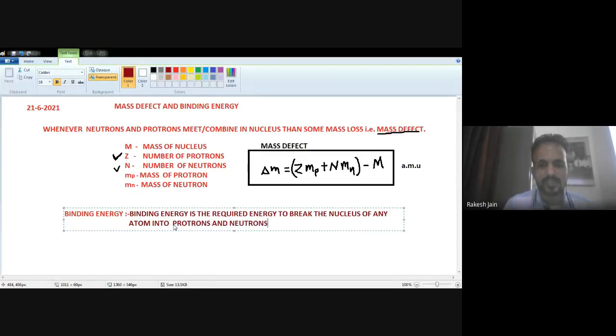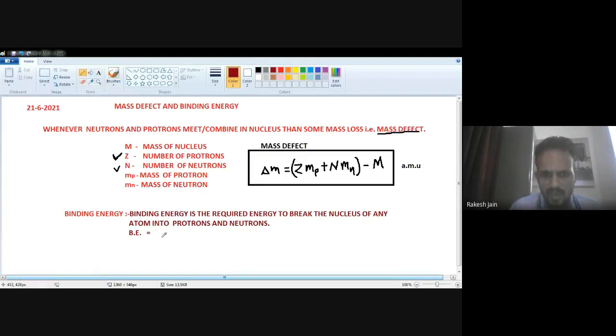Neutrons. This is the standard definition for the binding energy. How can we calculate the binding energy? Binding energy can be calculated with this formula: binding energy is equal to del M multiplied by C square, where del M is your mass defect. So this is the standard formula for the binding energy.